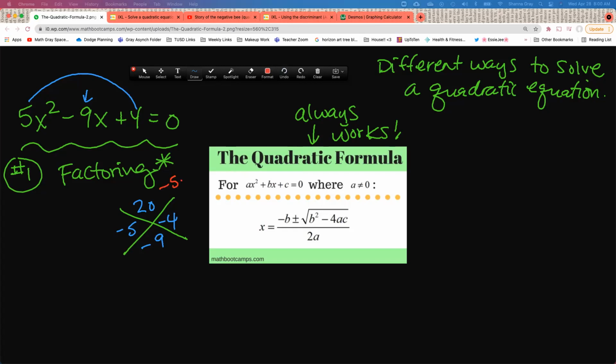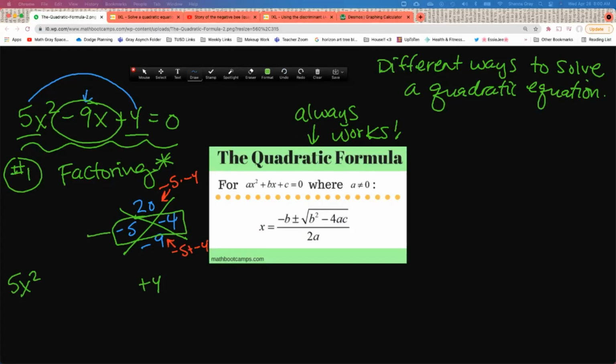So -5 times -4 is where I get +20 from, sorry. And then -5 plus -4 is where I get that -9 from. So those are the two numbers that work. Really what that means is I need to take these two numbers and rewrite this. I have 5x squared and then the +4 at the end, the first piece and the last piece. And then this piece in the middle, I'm going to rewrite as -5x minus 4x.